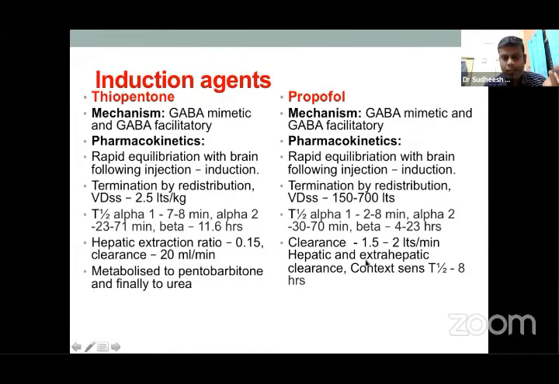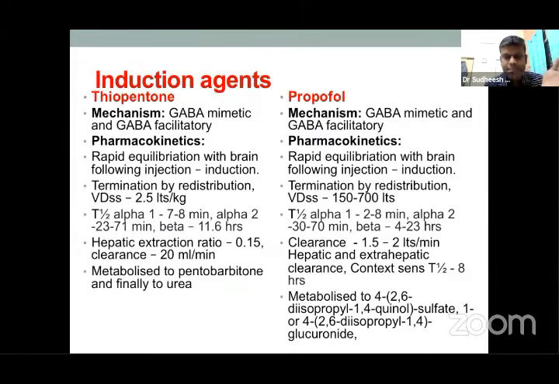And again, it has both hepatic and extrahepatic clearance, and the context sensitive half-life is 8 hours following a 24 hour infusion. And it is metabolized basically by glucuronide conjugation reaction. So what does this mean? This means that usually in any hepatic derangement, the phase 1 reaction is the first to be affected, and phase 2 is the last to be affected.